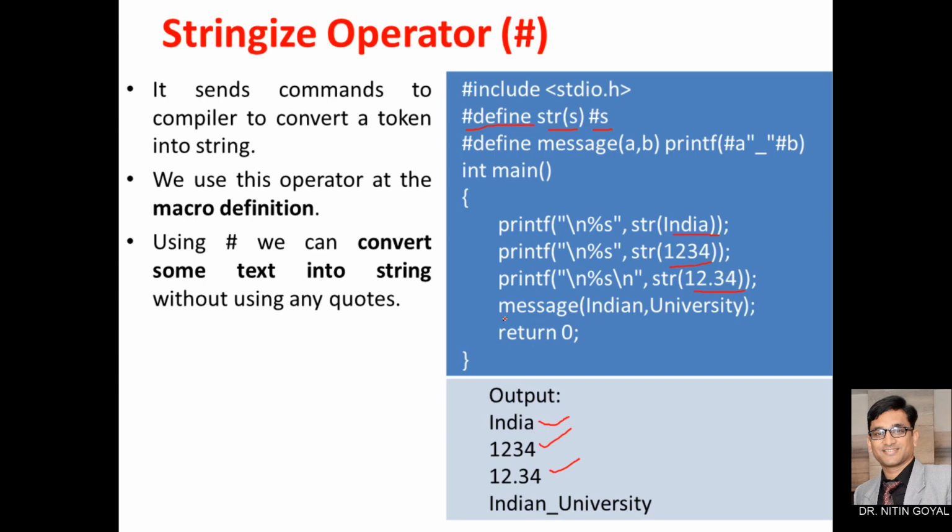Now a function-like macro, MESSAGE, is also made, having two values a and b. a is given the value Indian and b is given the value university. So here printf is there, in which #a, an underscore in double quotes, then #b, meaning the value of b is to be executed. The value of a will be taken as Indian, the value of b is to be taken as university. So Indian_university will get printed. That is the use of the stringize operator, which is used to convert all these things into a string, and it is getting printed in this form.